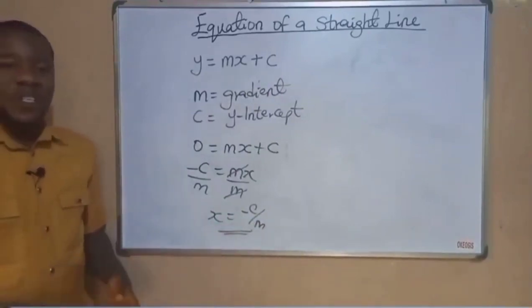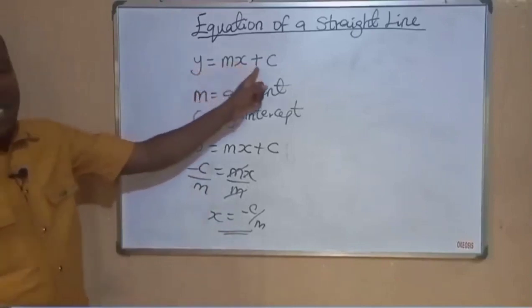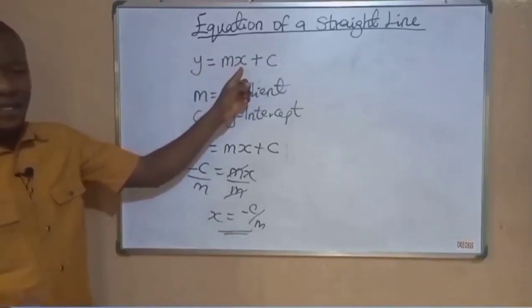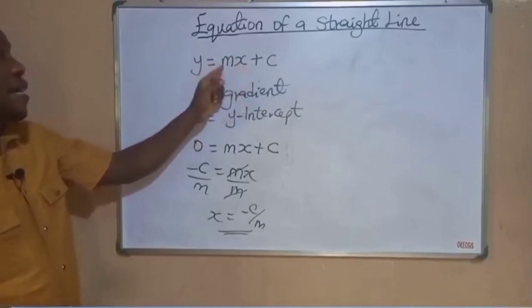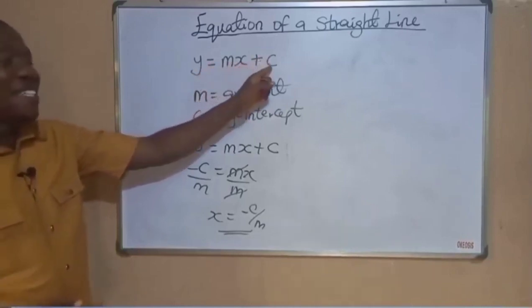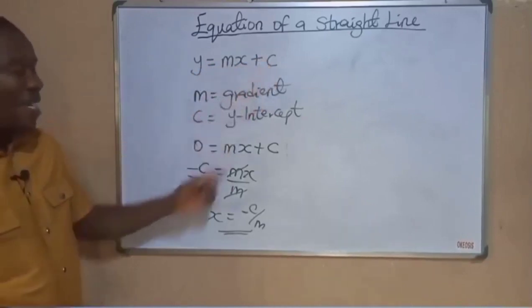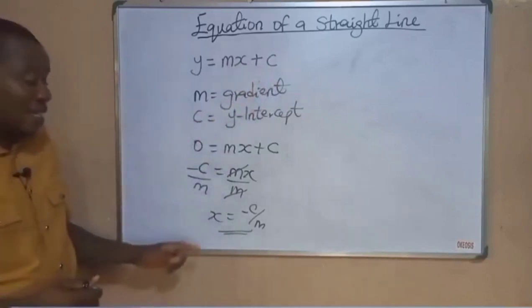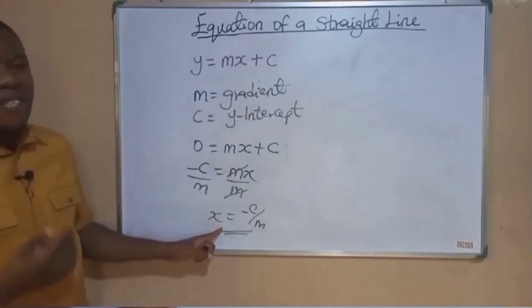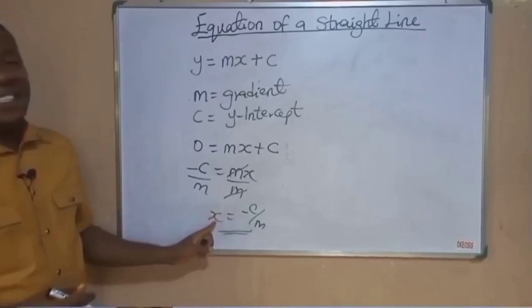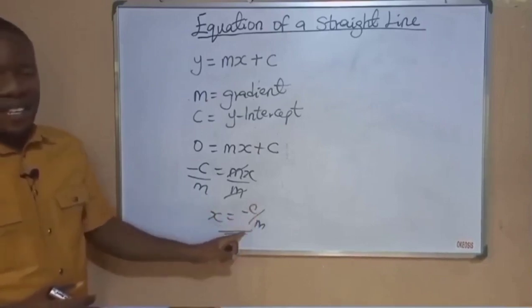Summary. The equation of a straight line is y equal to mx plus c. y and x are the variable points. m is the gradient. c is the y-intercept. Now, of course, from what I've explained, we're able to show the formula for the x-intercept. The x-intercept is minus c over m.